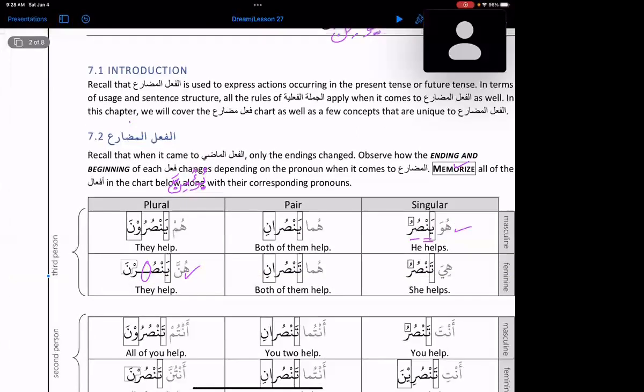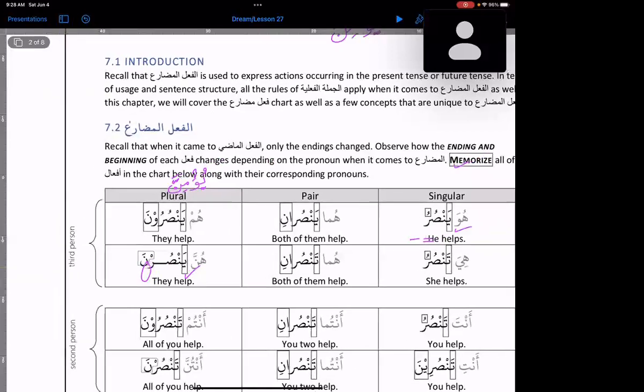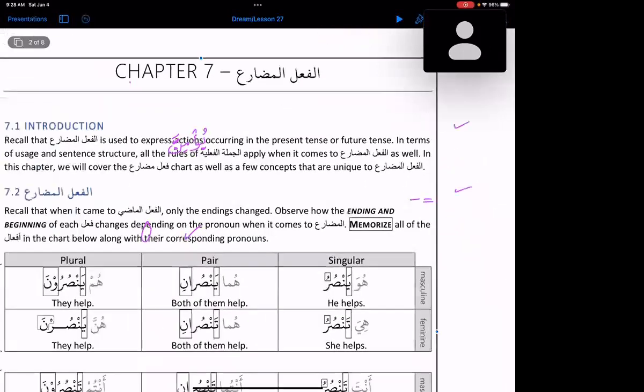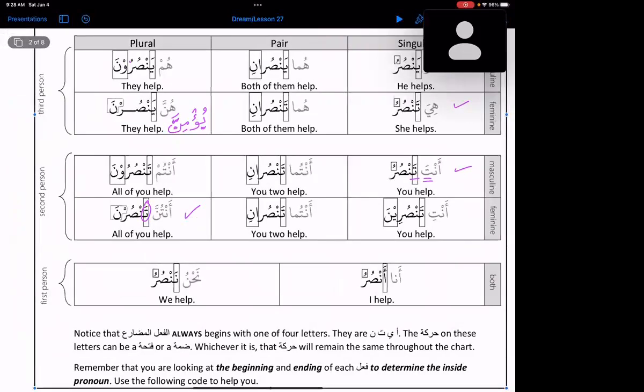Okay, so amana, yu'minu. Let's do yu'minu. Huwa yu'minu, huma yu'minani, hum yu'minuna. Hiya tu'minu, huma tu'minani, hunna yu'minna, very good. Anta tu'minu, antuma tu'minani, antum tu'minuna, very good. Anti tu'minina, antuma tu'minani, antunna tu'minna. So it is the same as yu'minna.